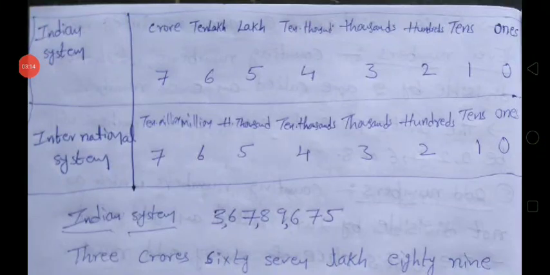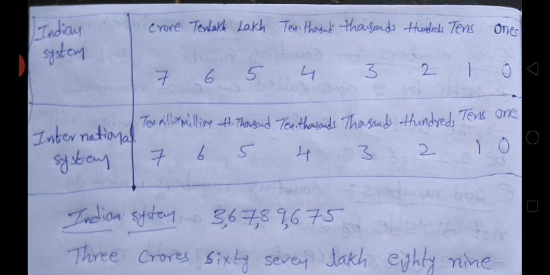Next, here we have two number systems: the Hindu-Arabic or Indian system, and the international system. Here the major difference between the Indian and international systems is that we count in lakhs and crores, while the international system of numeration counts in millions and billions. That is the major difference.